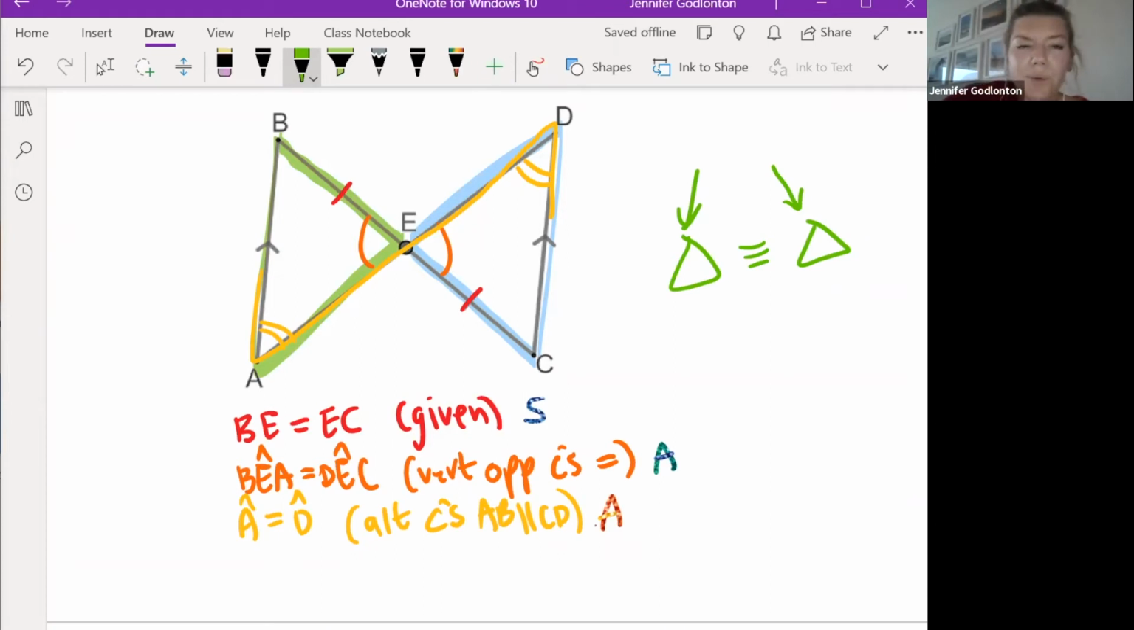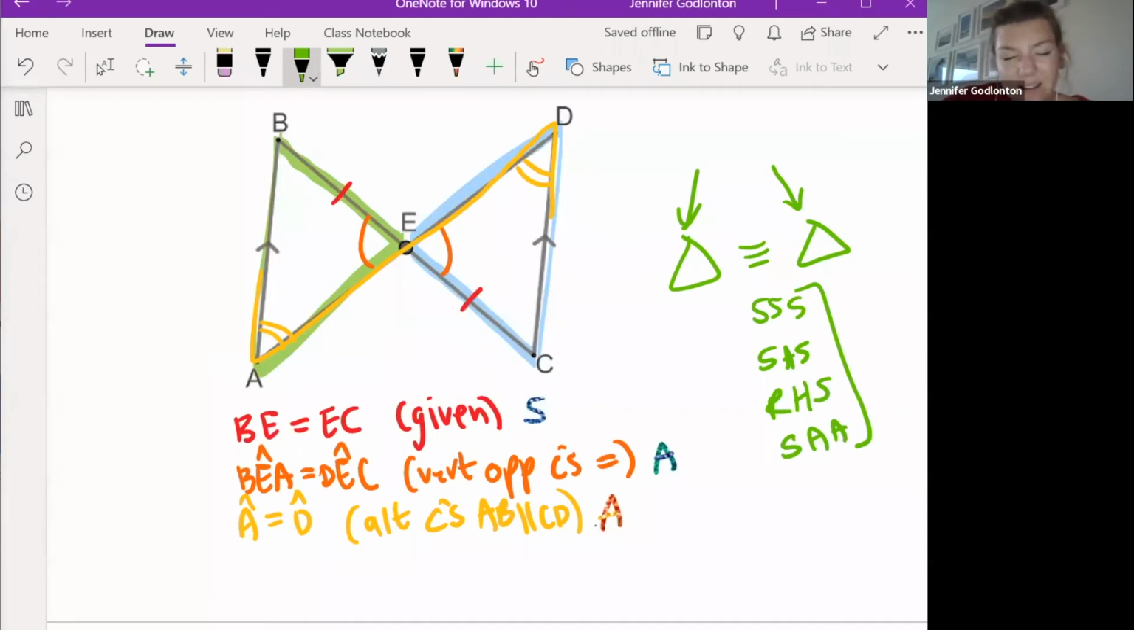And in order to prove that, we have to either prove that all 3 of their sides are the same, or that they have a side and then an angle and a side, or a right angle hypotenuse side, or side angle. So we have to prove one of those to show that they are congruent. You could have used sum of angles in a triangle, but you don't need the 3rd angle. So you didn't need to.